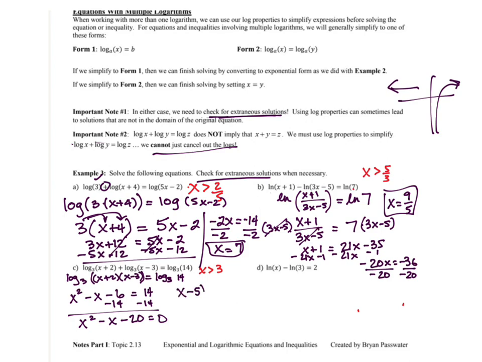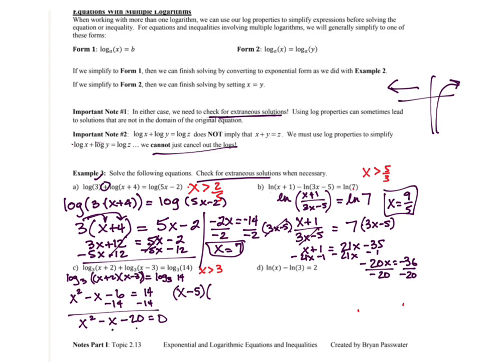Where did 20 come from? Move the 14, set it equal to 0. Do you square root the whole thing or just x? I'm factoring it. I set the quadratic equal to 0.